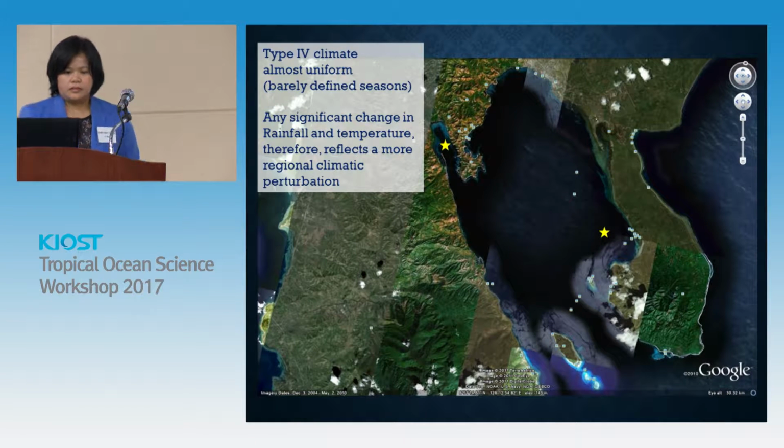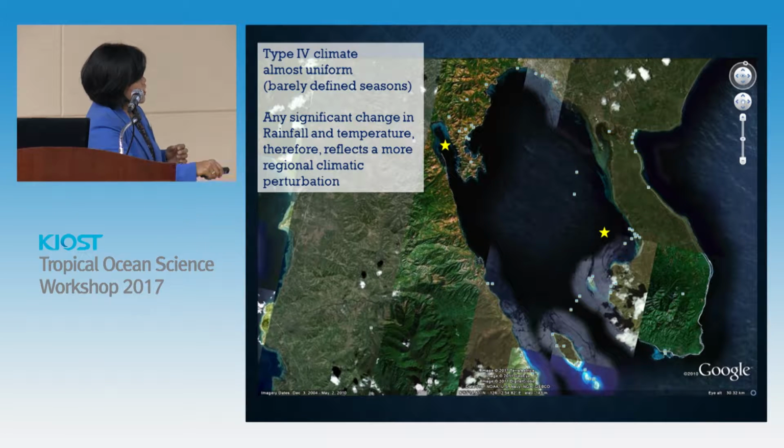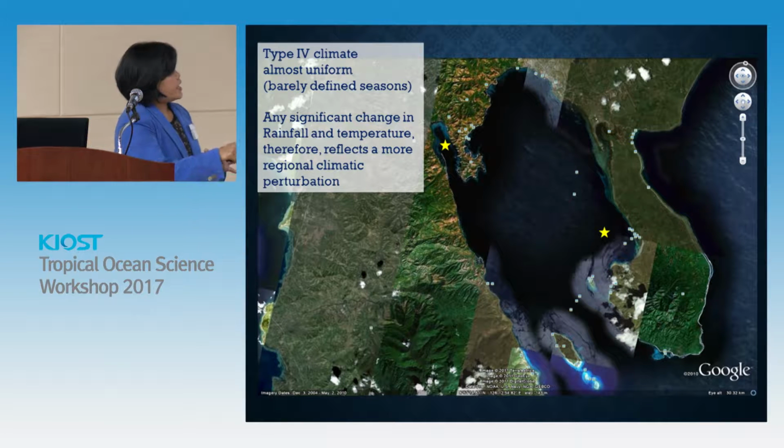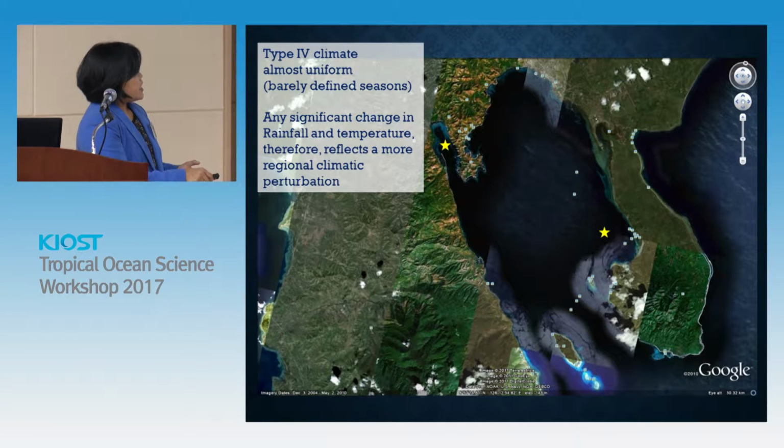So this is where the Mindanao Current goes through. And then this is Pujada Bay. Some of that Pacific water impinges into Pujada Bay and gets recognized or recorded in the sediments. So these are our core samples.